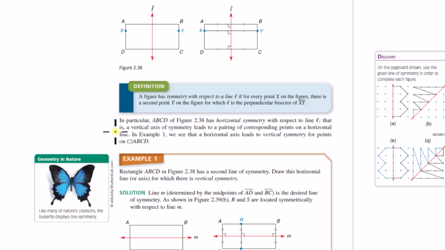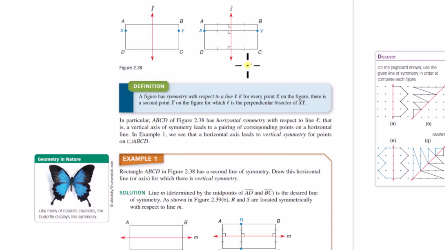Horizontal symmetry. With respect to this vertical axis, it's saying it has horizontal symmetry. Why is that? Because a vertical axis of symmetry leads to a pairing of corresponding points on a horizontal line, so the symmetry is horizontal. The corresponding points are horizontally aligned with respect to this vertical axis of symmetry. But if you have a horizontal axis of symmetry, then that leads to a vertical symmetry.